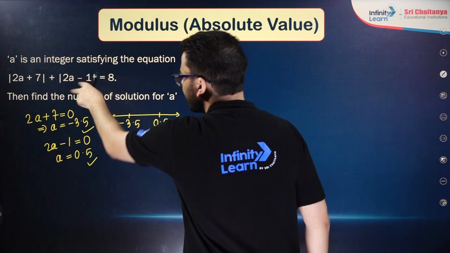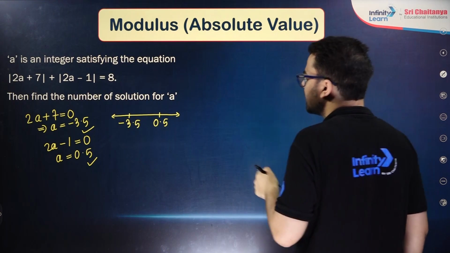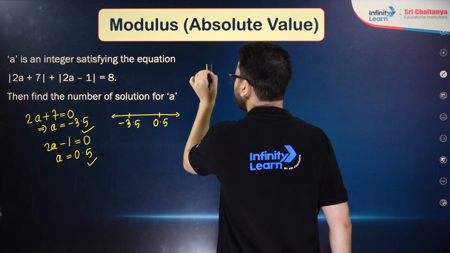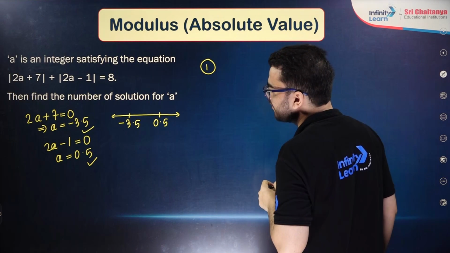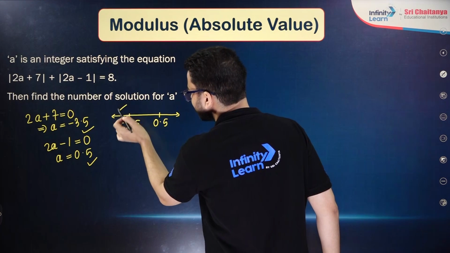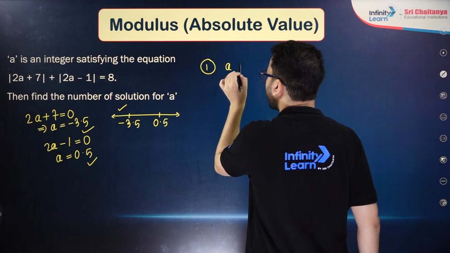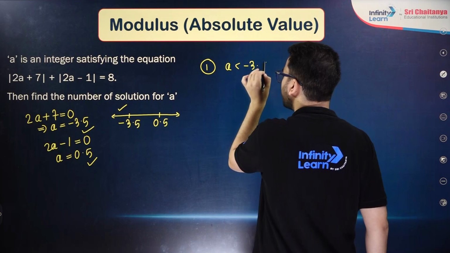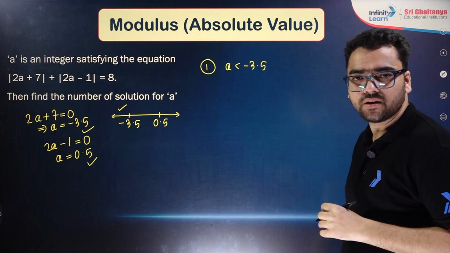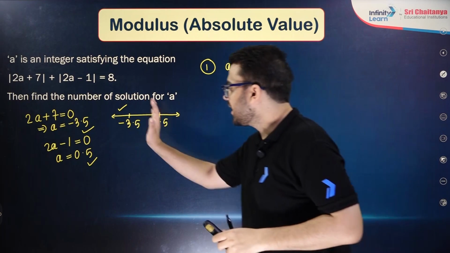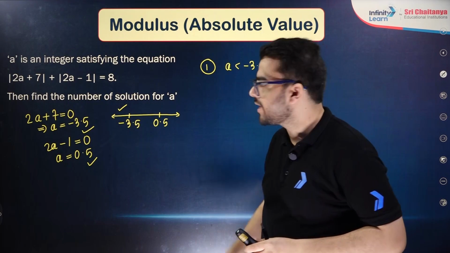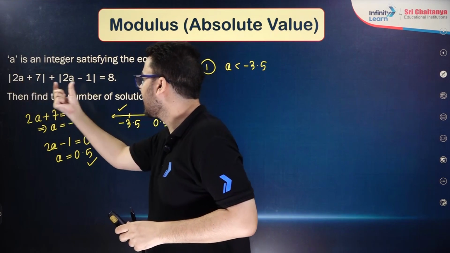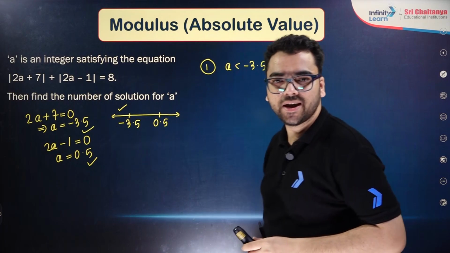So we have to break them into categories. So suppose the first case I'm talking about over here, when I take a less than minus 3.5, in this class interval, right? So when you take a less than minus 3.5, 2a plus 7 will be negative and 2a minus 1 will also be negative.